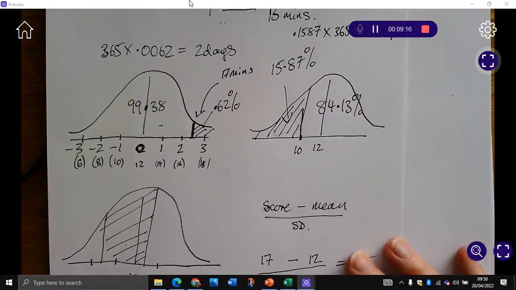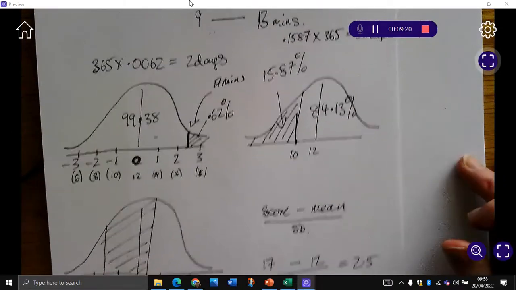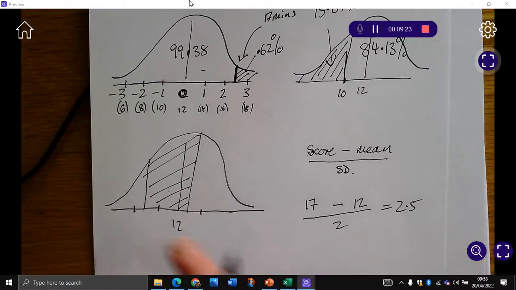Sorry, I'm looking at the paper, not the screen. Okay. So the trickier one, and you do have one of these, is to work out between 2 points. I'm going to stop there and take it up from that one.